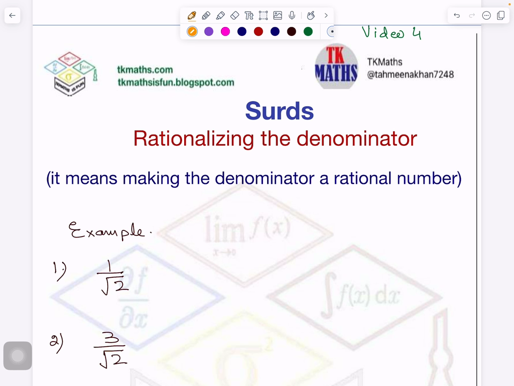There are two types of questions. One is in which there is a single surd present like this, and the other type of questions are where you may have something like this, linear form. You may have, for example, 3 root 5 minus 7, where you have two terms in the denominator in surd form. So these are the two types of questions we will solve here and try to understand how to apply rationalizing the denominator. So let's start with the first one.